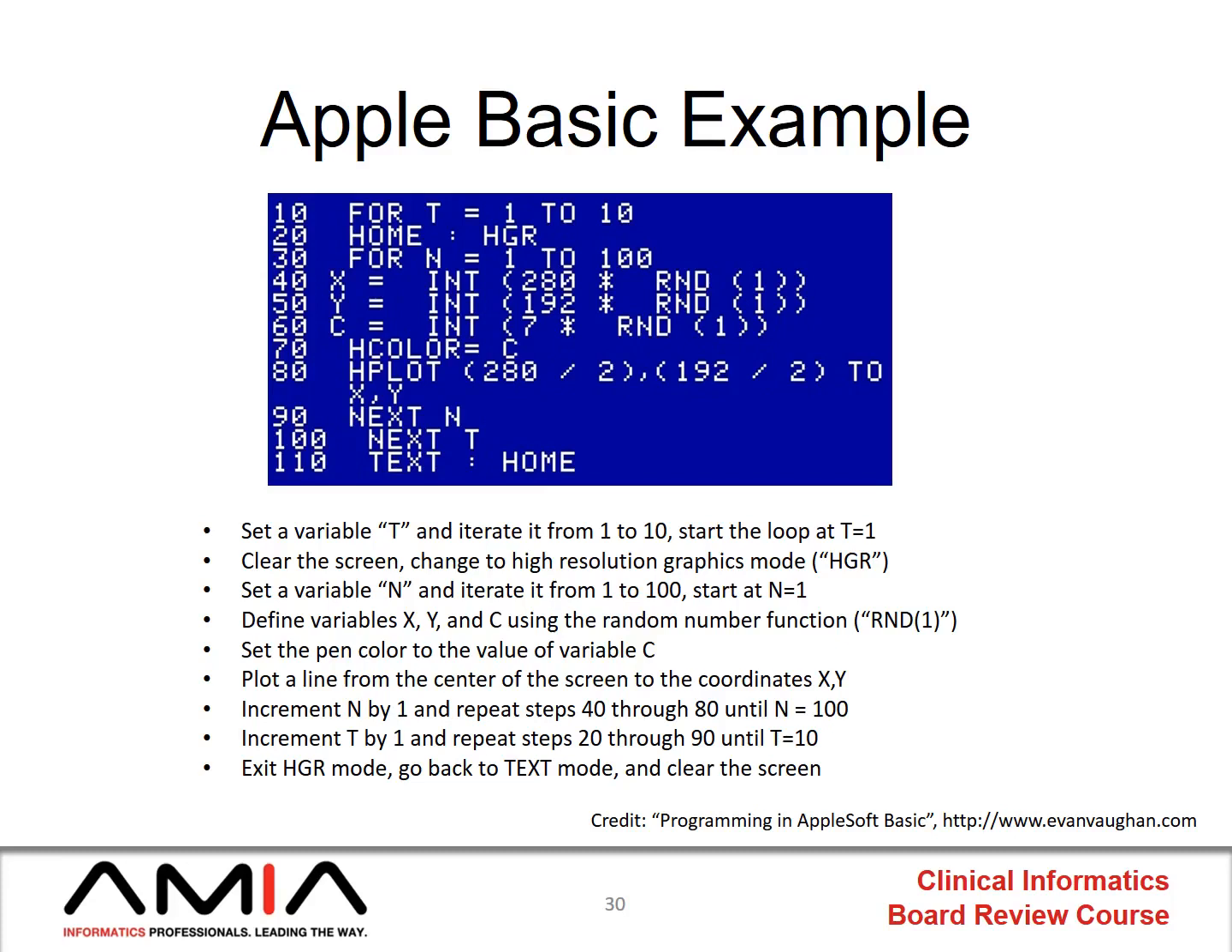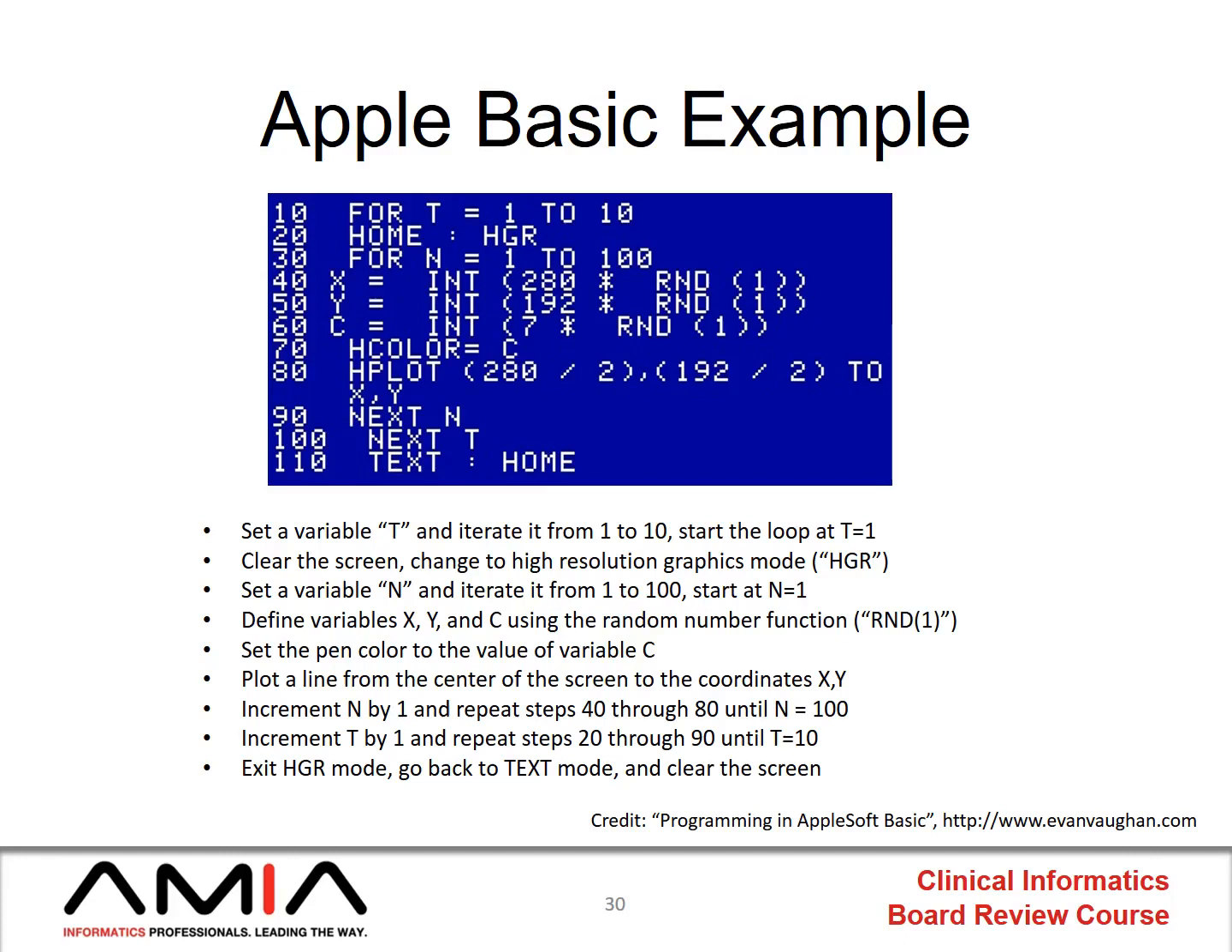And finally, we get to the closure of our next loop. So in line 90, it says next n, which means it'll pop back to line 30. It'll iterate to number 2. It'll pick another set of X, Y, and C, plot another line, and then do it again. Each time a different line of random length and random color, but always starting in the center.